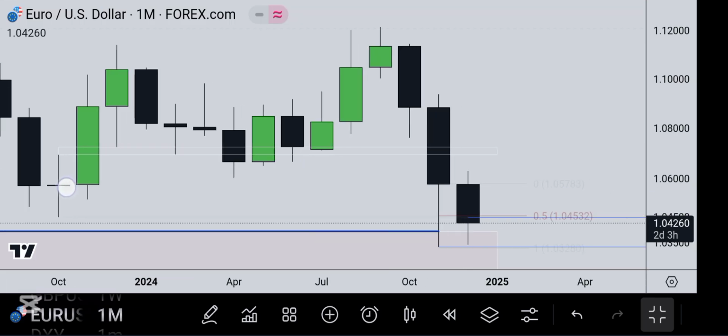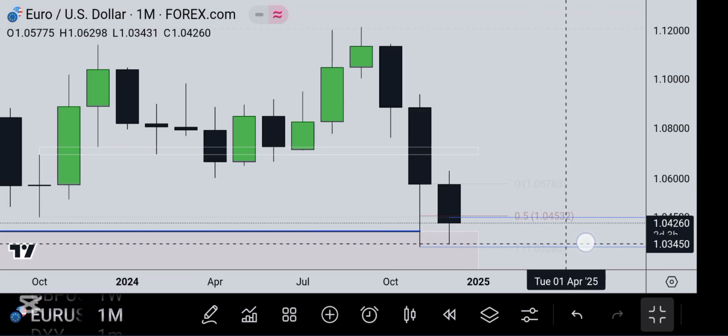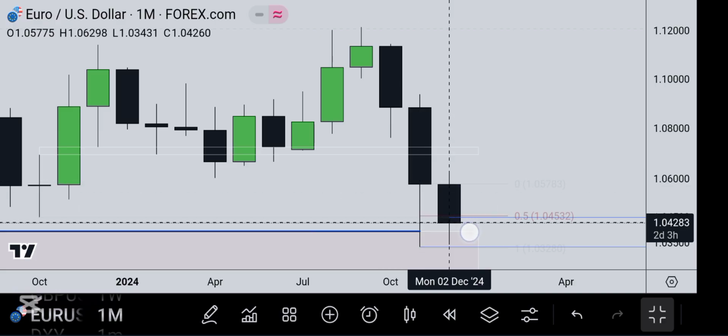Consequent encroachment at 1.04532. That point. Do you notice that this month is closing below that? Because literally, this is the 29th of December 2024. The last pre-market opening analysis for 2024 is what I'm doing for Forex. Next week we'll be rolling into 2025. See you in there, right?